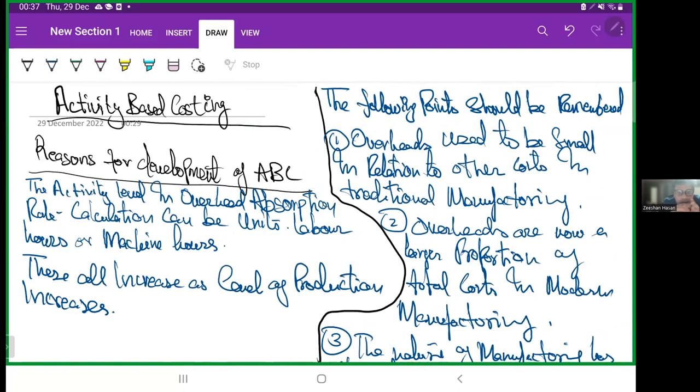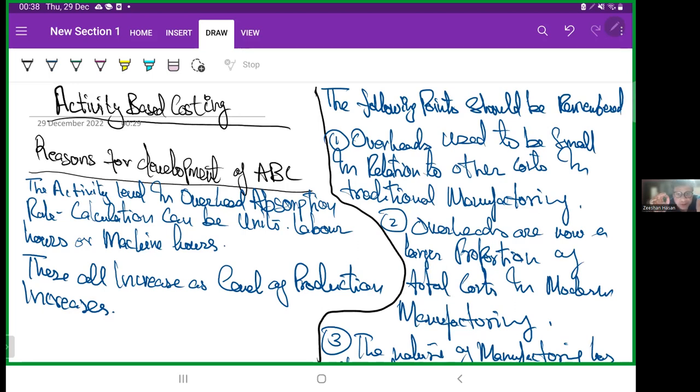This is because the activity level in the overhead absorption rate calculation can be units, labor hours or machine hours. So these all increase as the level of production increases. Well, this was true in the past because businesses only produced one simple product or a few simple and similar products. But now the following points need to be remembered.